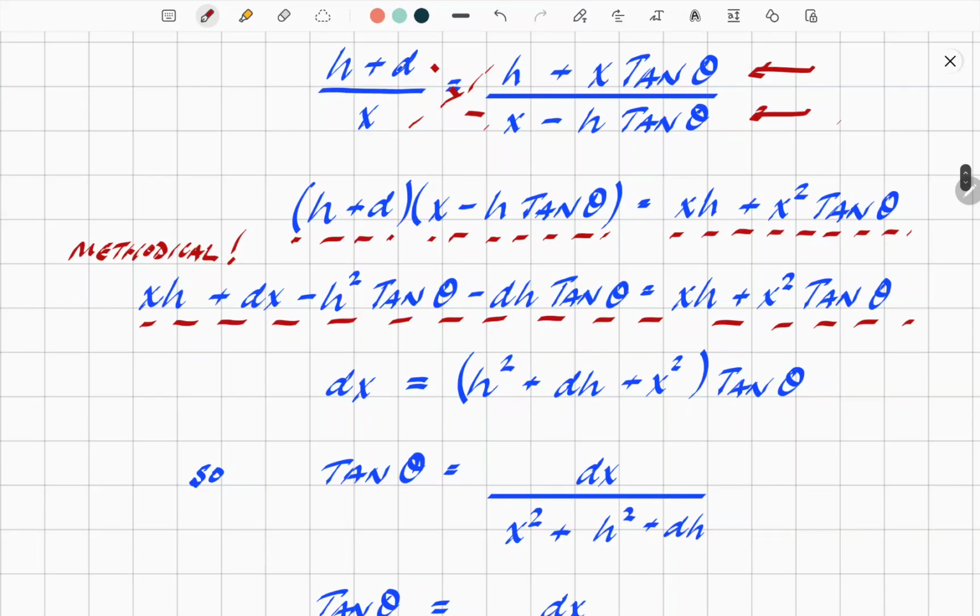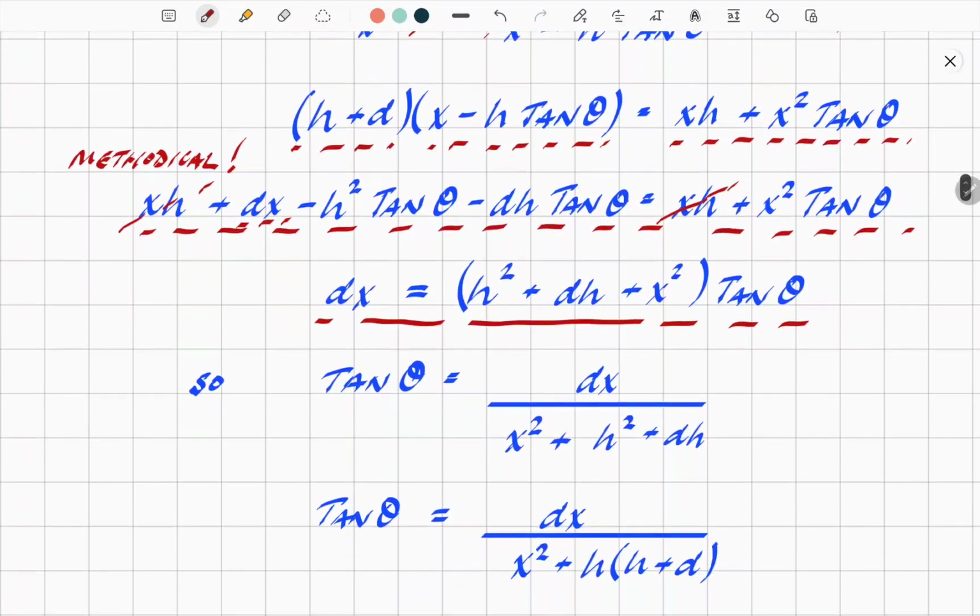All right, rearranging all of that, for example, xh goes out, and then we're collecting all the like terms, and we want to get, in this case, the dx on its own. All right, so rearranging everything, we get this statement here. dx equals (h squared plus dh plus x squared), all times tan theta. So again, rearranging, very simple, tan theta on its own is dx over (x squared plus h squared plus dh).